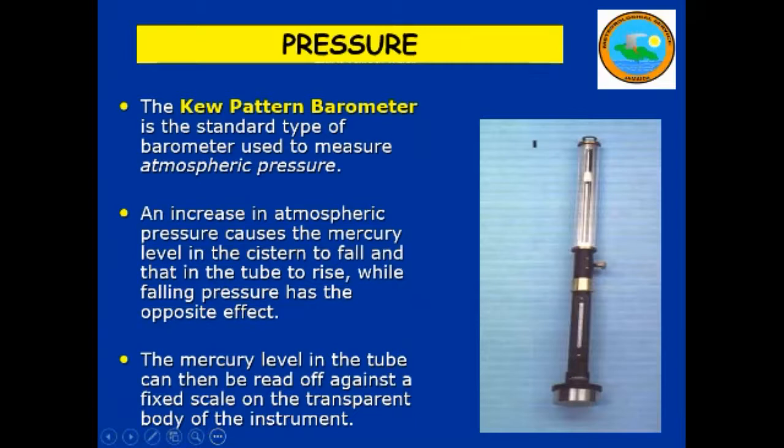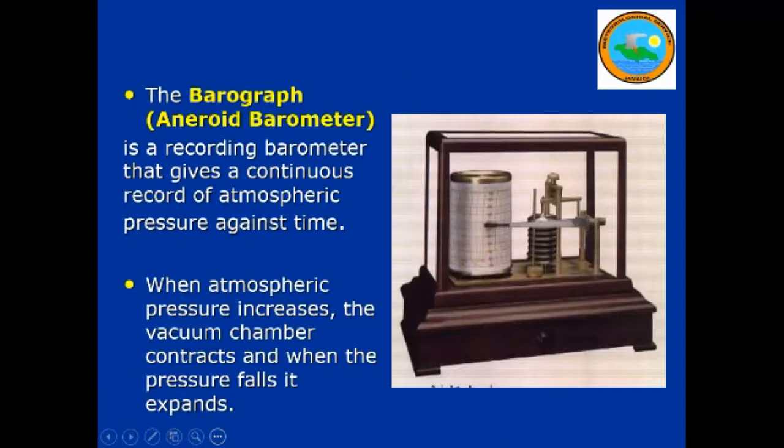For atmospheric pressure, we still use our barometers to measure that. A lot of the mercury barometers, however, have been phased out. This Kew pattern mercury barometer is one of the old-time ones. We no longer use those because mercury is a poisonous substance. So we are actually using more of what we call the aneroid type of barometer.